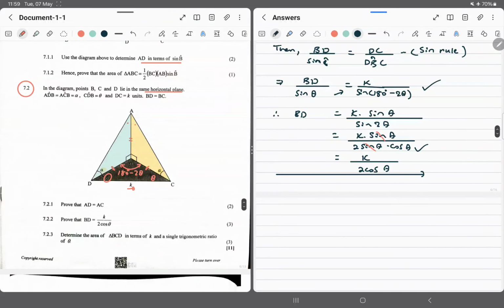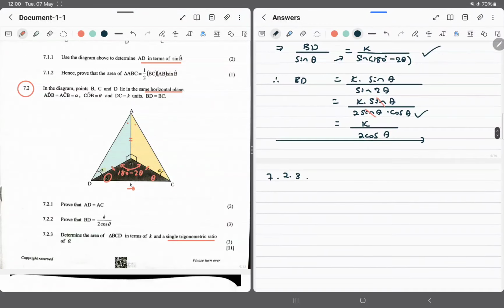So let's do the last one, 7.2.3. Okay, so we are told to determine the area of BCD, this triangle, in terms of K and a single trigonometric ratio of theta. Okay, so that is good because we know those sides are equal. We know the included angle. Maybe we can use that. Let's just try that out.